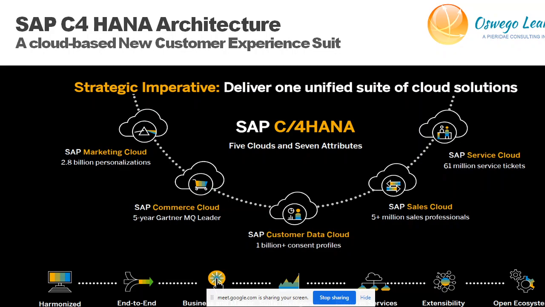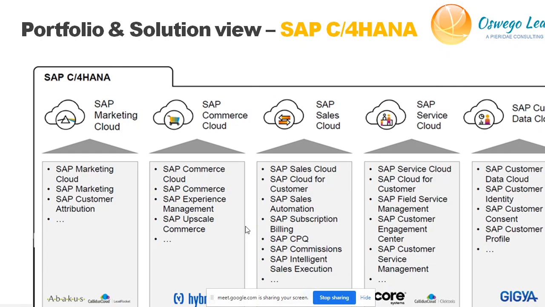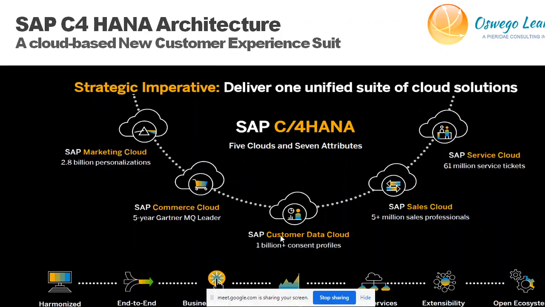And the next cloud is the Customer Data Cloud. The most important part of any CRM is the customer data, and that is for the 360-degree view of the customer. For getting the 360-degree view, the Customer Data Cloud plays a bigger role. We'll go into detail on how the Customer Data Cloud works in this C4HANA module.